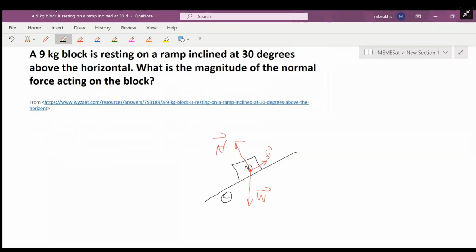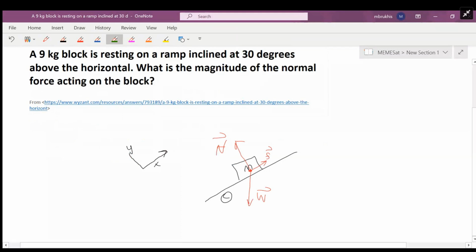All right. And so what I'm going to do is actually a little trick here. I'm going to define my x and y axes as follows. I'm going to make x point along the ramp up like that. I'm going to make y point normal to the ramp. So the force of friction points along the x-axis, and the normal force points perpendicular to the ramp. All right, so that means that the only thing I'm going to decompose along my axes is the weight.